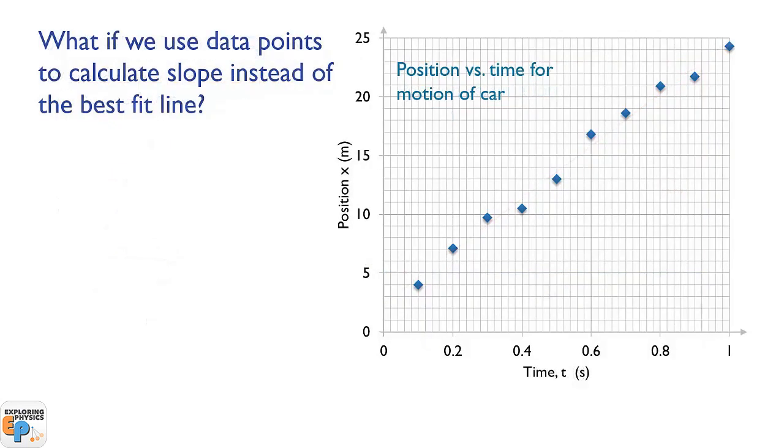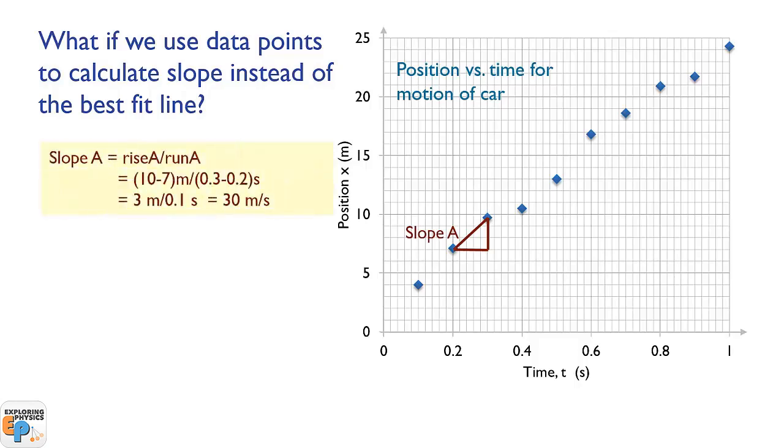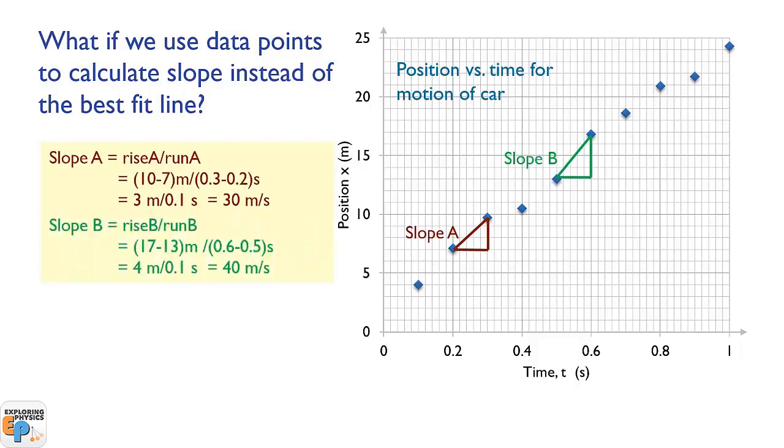Instead of using the best fit line, what if we used the data points themselves to calculate the slope? Let's try it out. Let's take one pair of data points and use them to calculate the rise over the run, which we shall call slope A. Slope A is rise A divided by run A, which gives us a value of 30 meters per second. For another pair of data points given by the green lines, we get slope B, which is rise B divided by run B, and that gives us a slope of 40 meters per second.